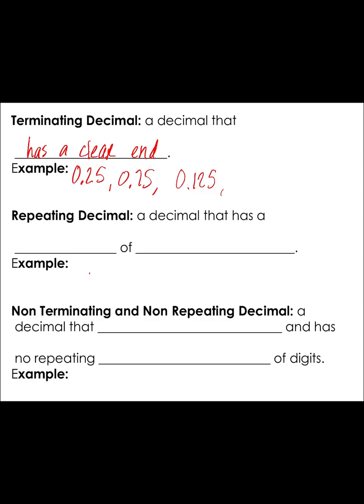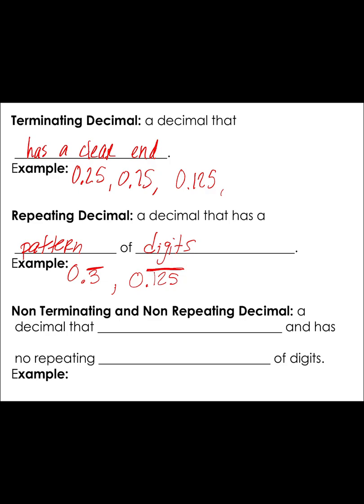A repeating decimal is a decimal that has a pattern of digits. Okay, so typically you'll see this bar over the number that's repeating, so that is 0.3 repeating, or 0.333333333, and it never ends. Another one could be 0.125, and the 125 repeats. So 0.125, 125, 125, 125, and it keeps going forever.